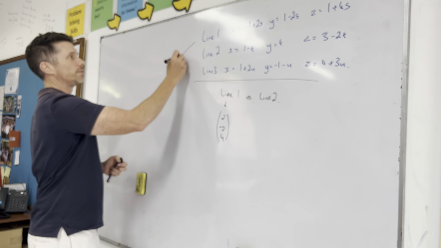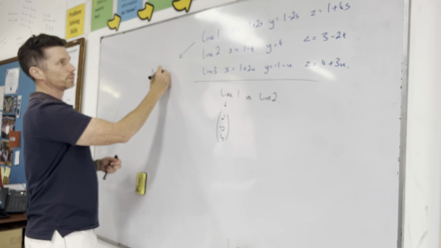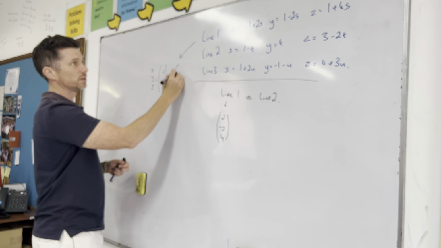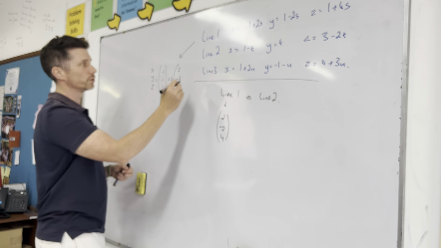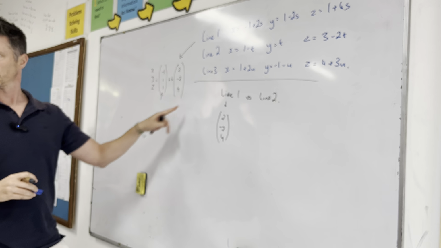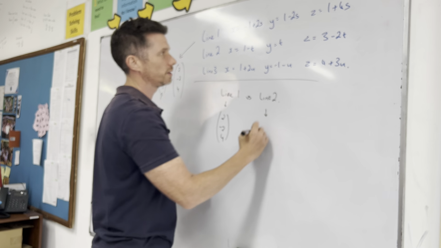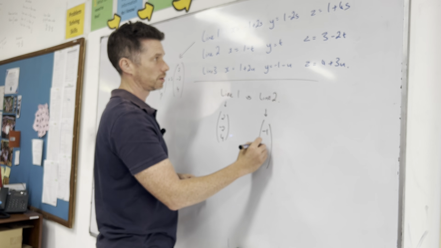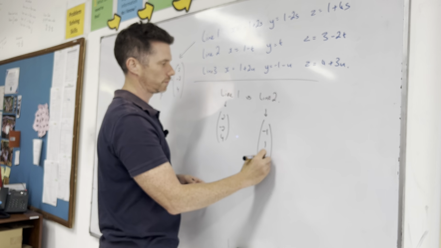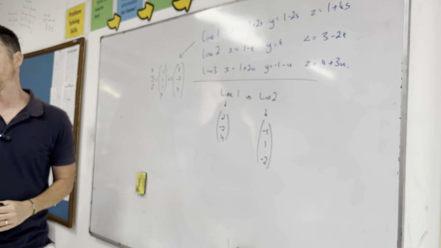So that's line 1's direction vector. We got that by rewriting this as x, y, z: the first point is -1, 1, 1, plus s times 2, -2, and 4. So this is the position, and this is the direction. Okay, so what's line 2 then? You've got it already? -1, 1, and -2.